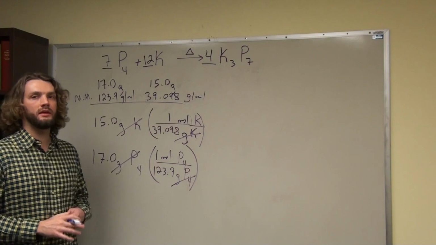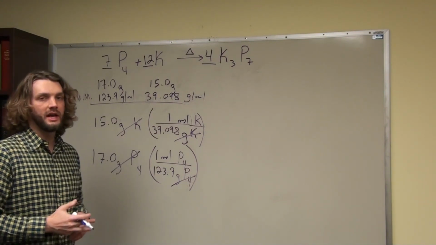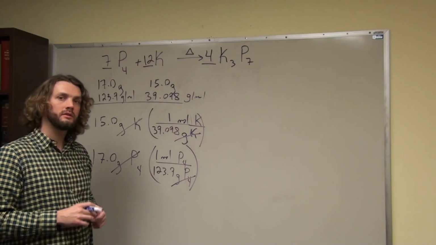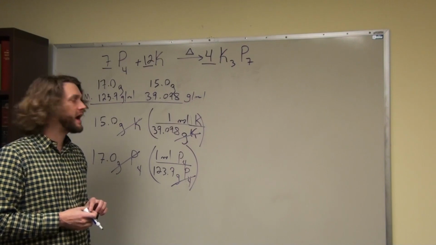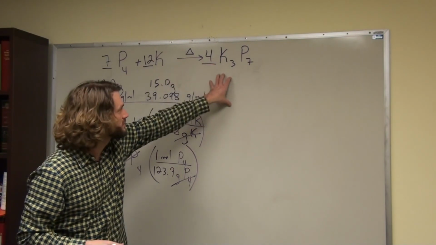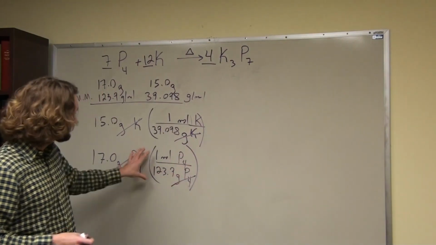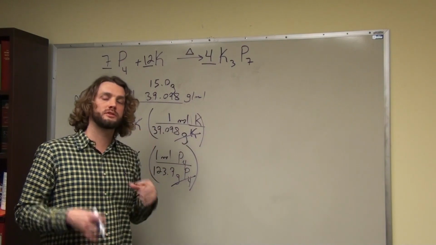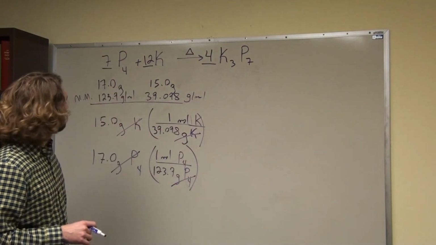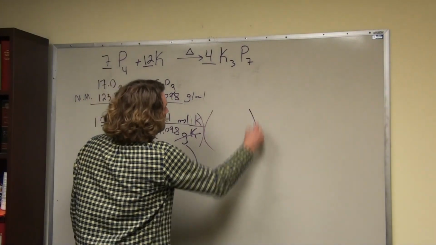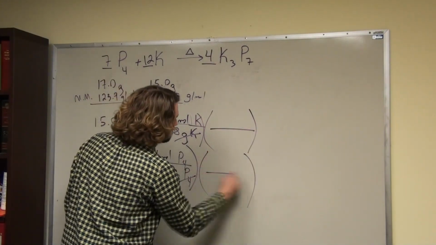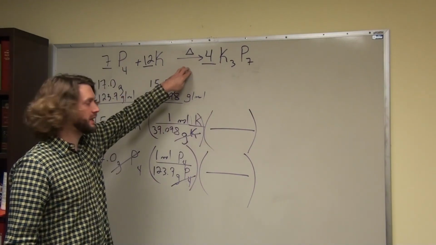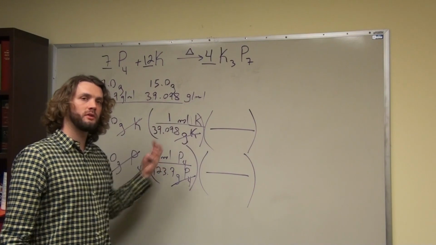So now here's where the balanced chemical reaction comes in handy. We can use the mole ratios, which are essentially the ratios of the coefficients in our balanced chemical reaction, to convert from moles of potassium to moles of K3P7 and moles of P4 to moles of K3P7, and then we're going to examine which one's larger or smaller to determine the limiting reactant. Okay, so we're just going to set up our mole ratio, which I call the stoichiometric bridge, because this is the conversion factor provided by this balanced chemical reaction that will get you from one thing to another thing in that reaction.